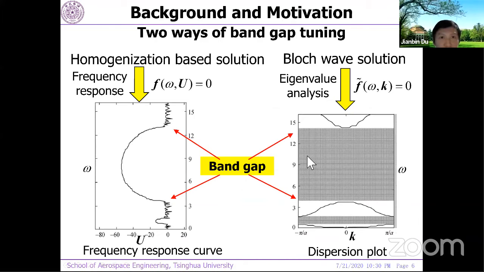In practice, there are two ways of band gap tuning. The first way is based on the so-called Bloch wave solution, where the periodic microstructure is analyzed by a wave equation at the micro unit level and converted to an eigenvalue problem, which gives the relation between the frequency and the wave vector, by which the dispersion curves can be plotted.